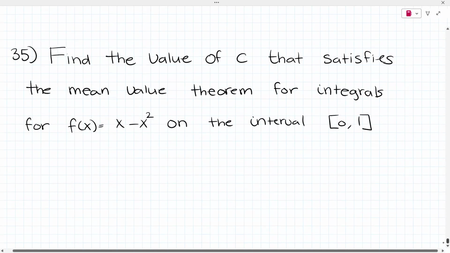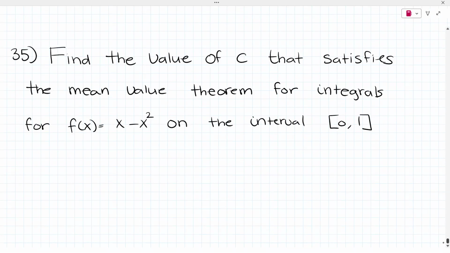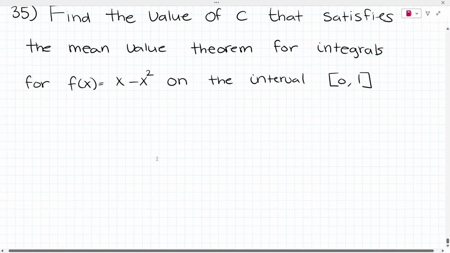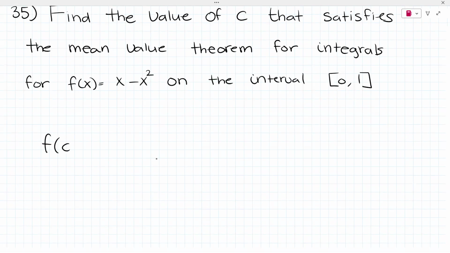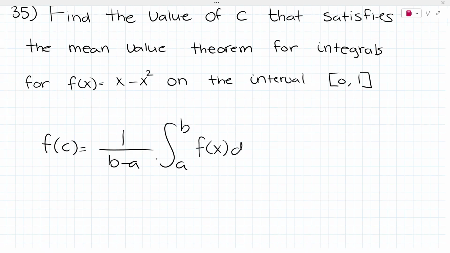Okay, 35 says find the value of c that satisfies the mean value theorem for the integrals for f of x equals x minus x squared on the interval 0 to 1. Find the value of c of the mean value theorem. So when they say that, I automatically know I can set it up like this. It's going to be f of c equals 1 over b minus a from the integral of a to b of f of x dx, right?